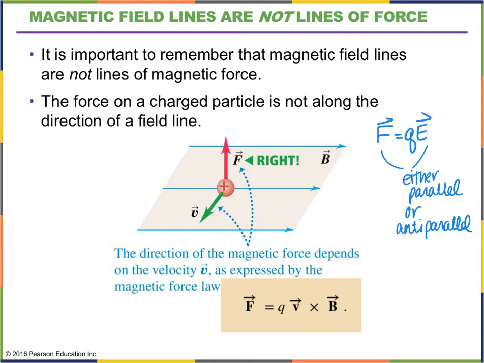In fact, we have to get into this right-hand rule because the way that we express the force on a charge moving in a magnetic field is that it's the charge times the velocity, which is a vector, crossed with the magnetic field, which is a vector. And so here you see that the force vector is not parallel to the magnetic field. In fact, it's perpendicular to it.